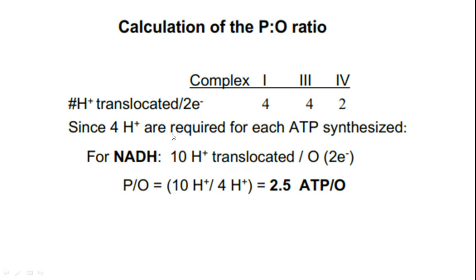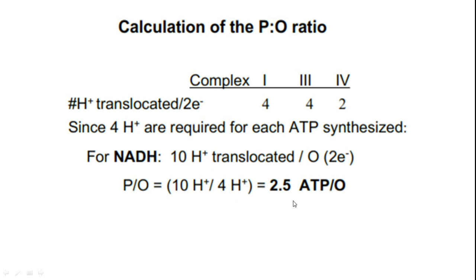Since 4 protons are required for each ATP to be synthesized, for NADH how many protons are we getting? 10 protons per 1 oxygen, because oxygen takes in 2 electrons to get converted to a water molecule. For every 1 oxygen that is reduced to water, which takes 2 electrons and 2 protons, 10 protons are translocated. For every 10 protons, how many ATPs can be synthesized? 10 by 4, that is 2.5 ATPs per oxygen. So this is the P/O ratio.